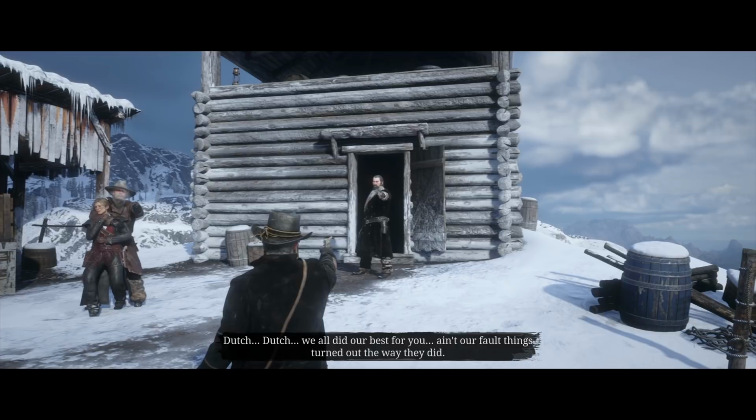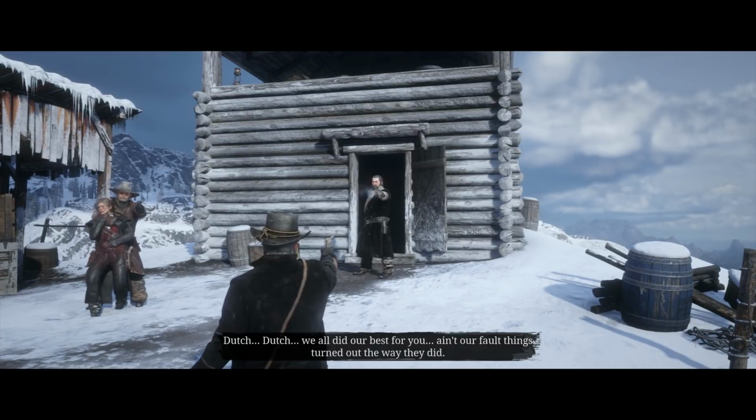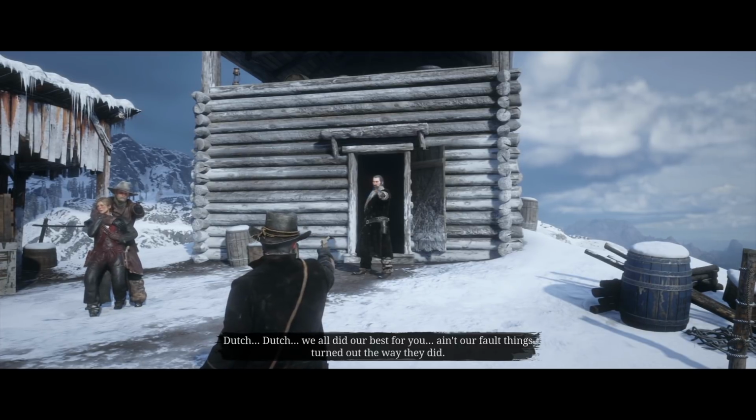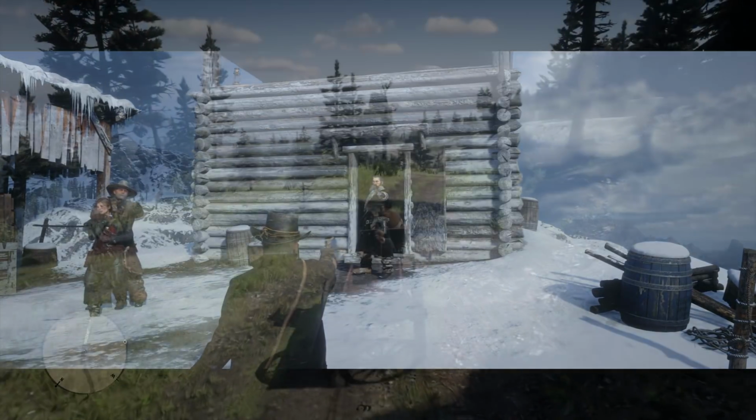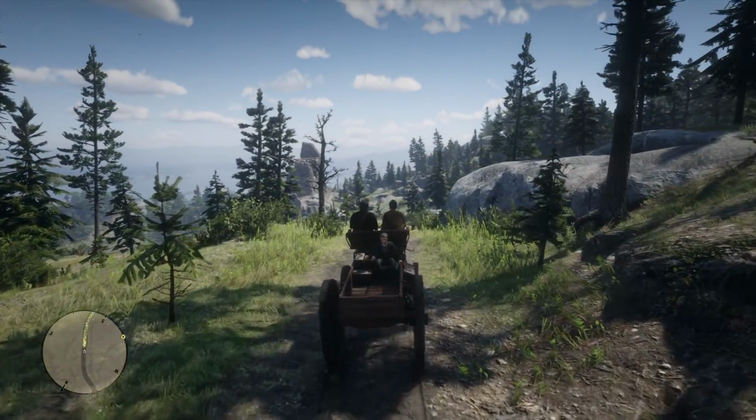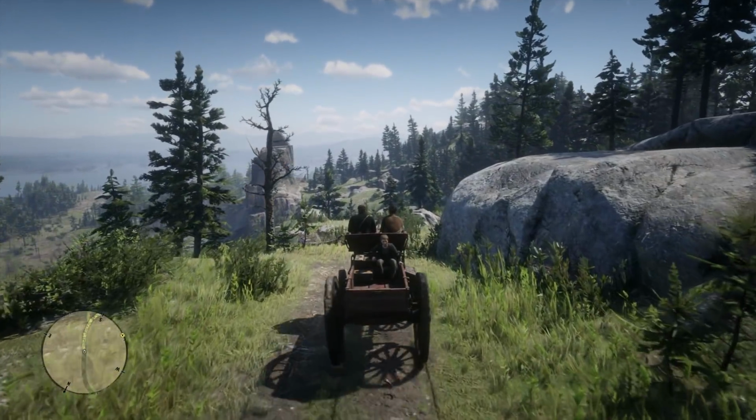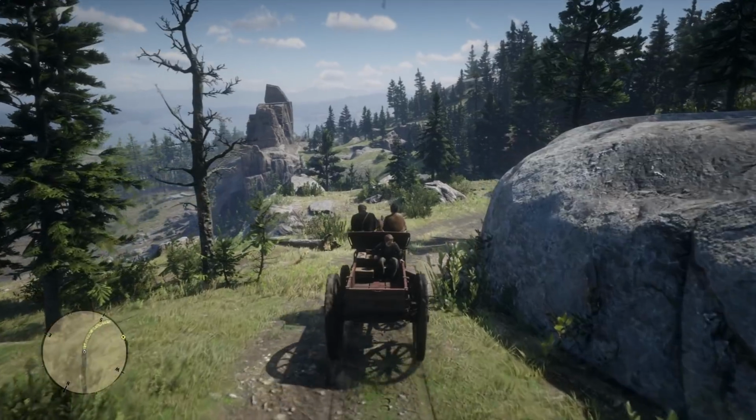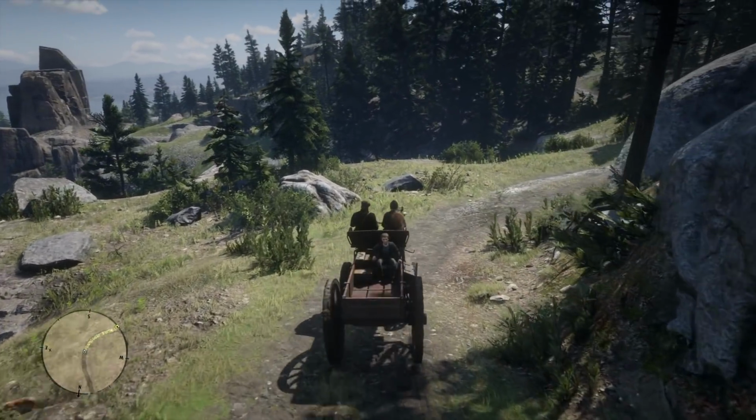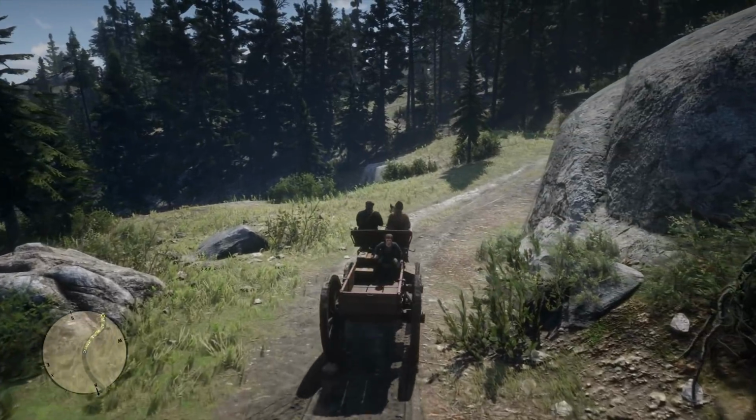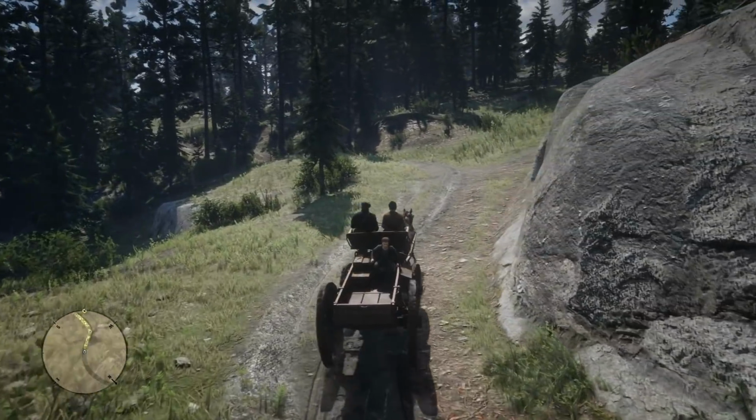And interestingly enough, Dutch actually doesn't appear in Undead Nightmare, so we don't even have to consider him as being a part of that. And our final character today is Jack Marston. Jack Marston is the only character in Red Dead Redemption that appears in 4 different time zones, which is really cool. So in 1899, we see Jack as a very, very young boy. I think he's 5 or 6 years old.